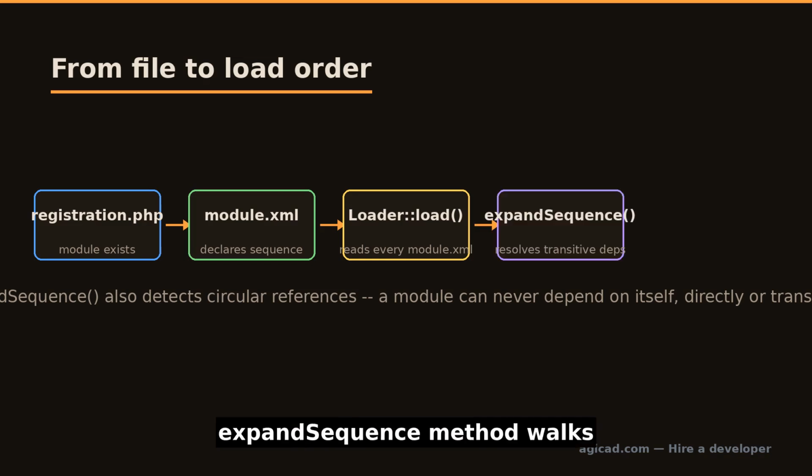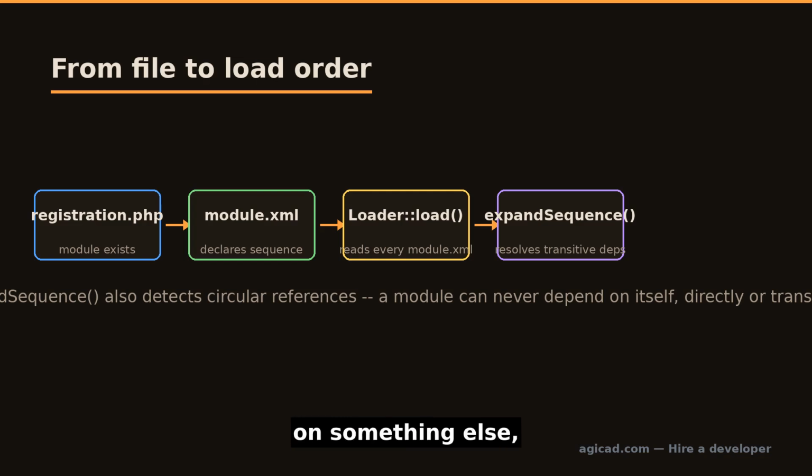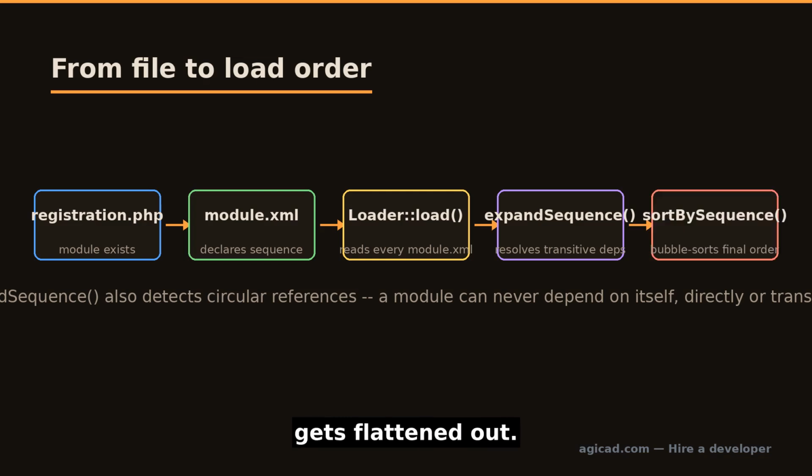Its expandSequence method walks each module's declared sequence recursively, so if catalog depends on EAV and EAV depends on something else, that whole chain gets flattened out. And sortBySequence takes all those expanded, flattened sequences and bubble sorts the module list into the one final order Magento actually loads in.